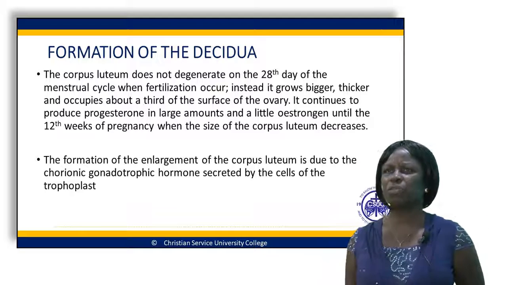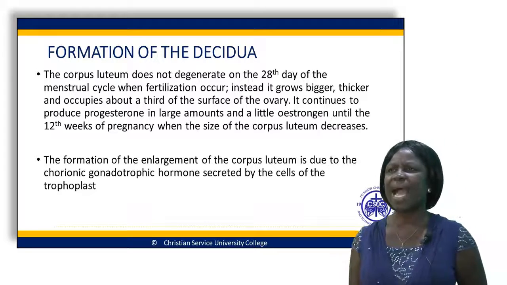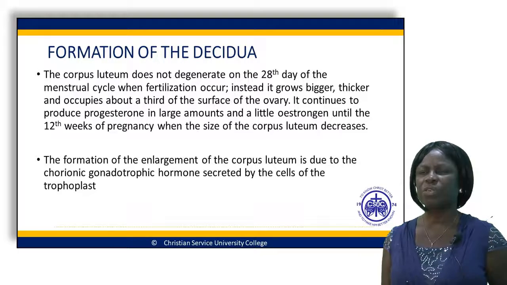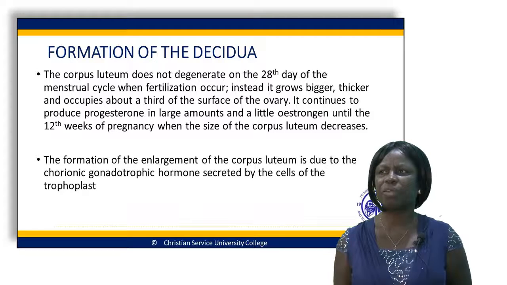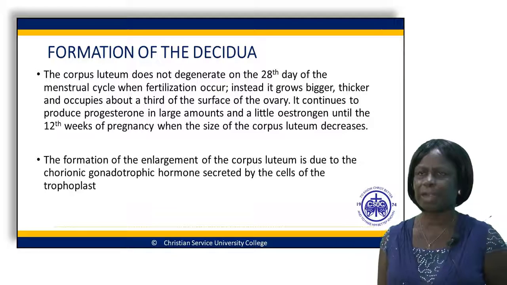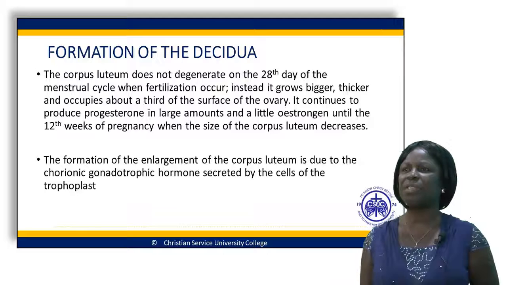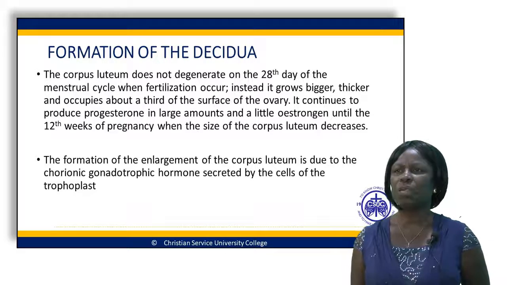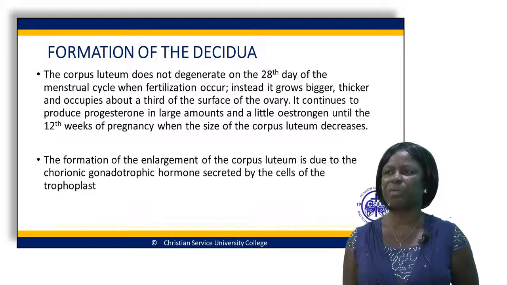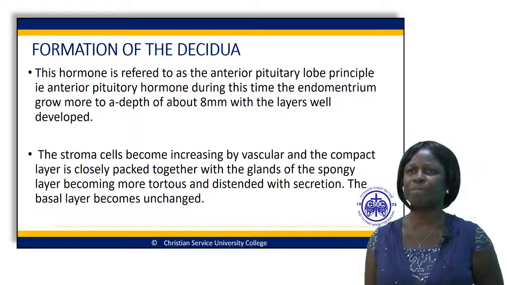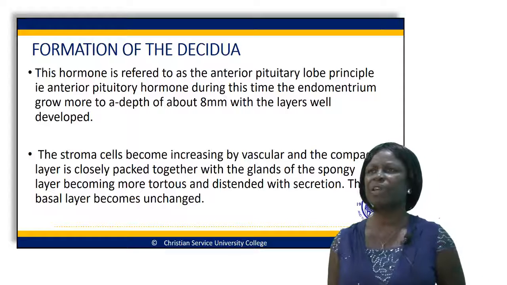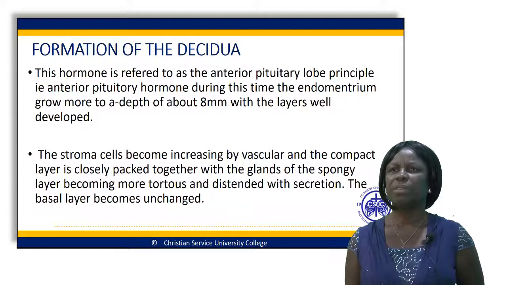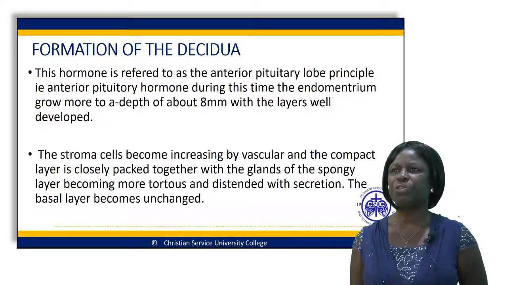It continues to produce progesterone in large amounts and a little estrogen until 12 weeks of pregnancy, when the size of the corpus luteum decreases. The enlargement of the corpus luteum is due to the chorionic gonadotrophic hormone secreted by the cells of the trophoblast. This hormone is referred to as the anterior pituitary lobe principle, that is, anterior pituitary hormone.